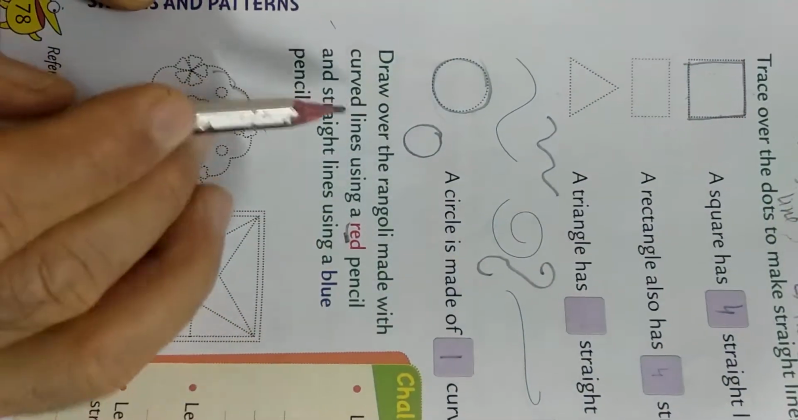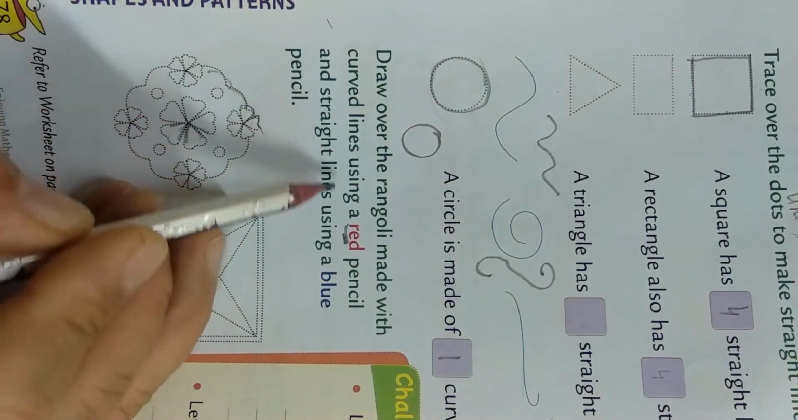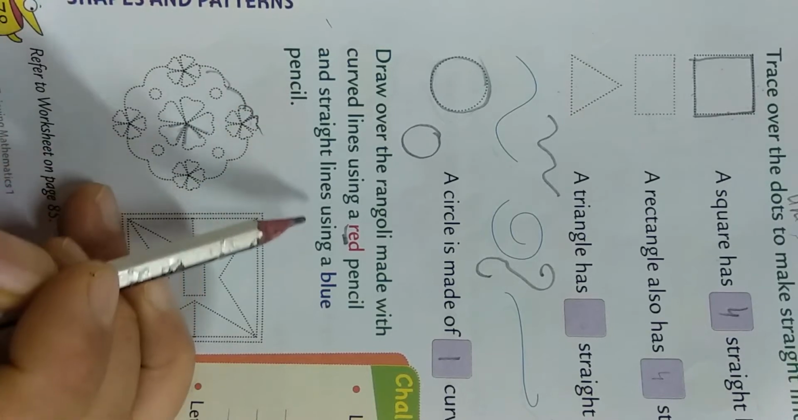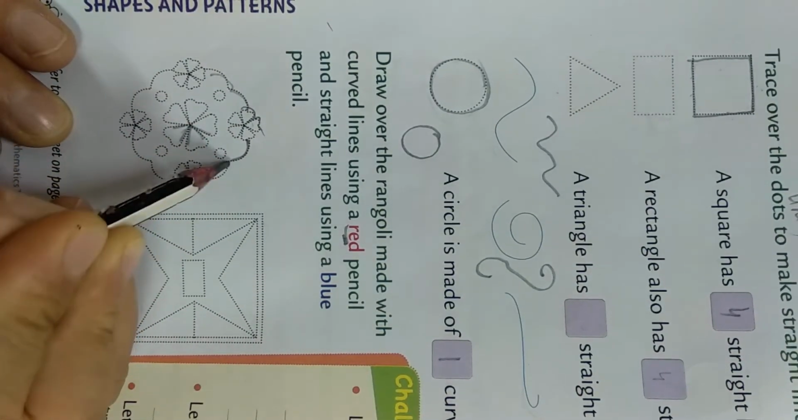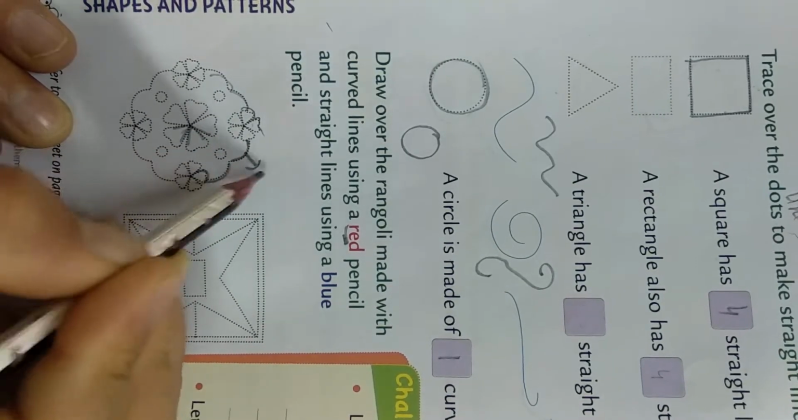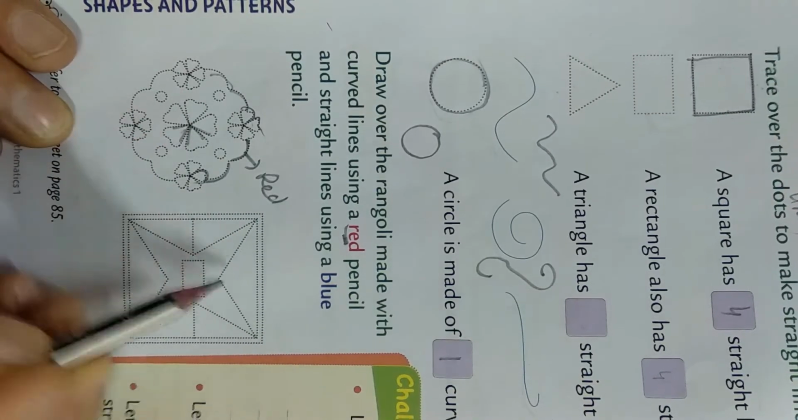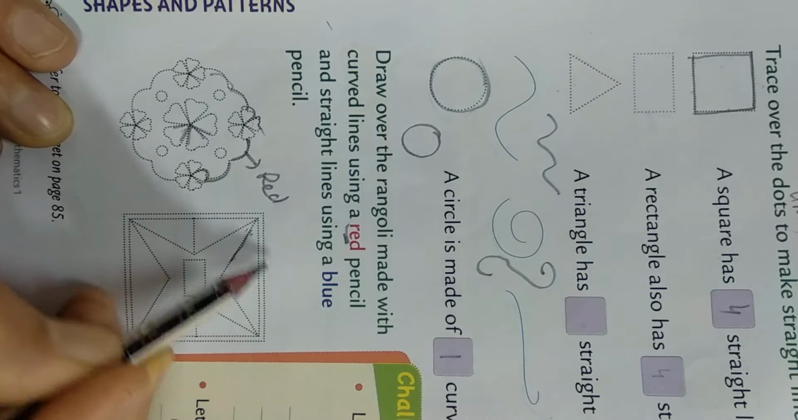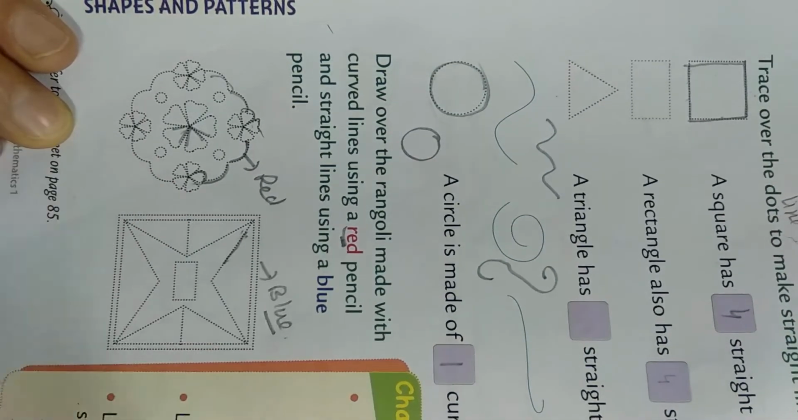So draw over the rangoli. This rangoli you have to draw is made by curved lines, using a red pencil, and straight lines, using a blue pencil. Children, here the curved lines like this, these are the curves you use here. For the curved line use a red pencil. Which color do you have to use for curved lines? Red. And wherever you are getting a straight line, these are the straight lines, here you use blue color, a blue colored pencil, so you can do this one.